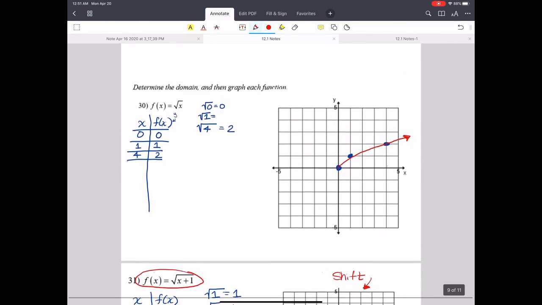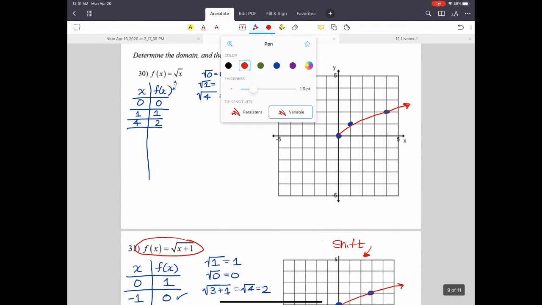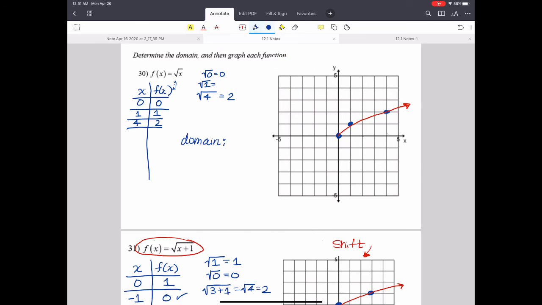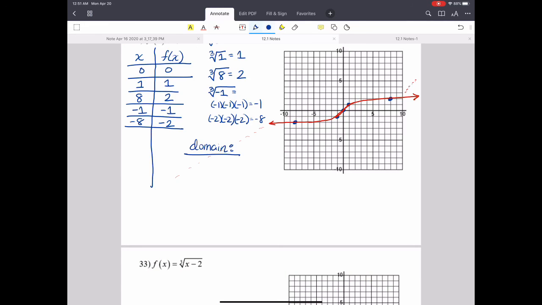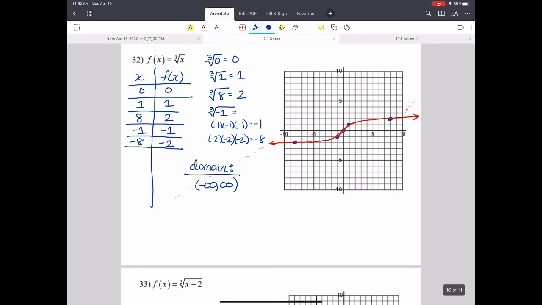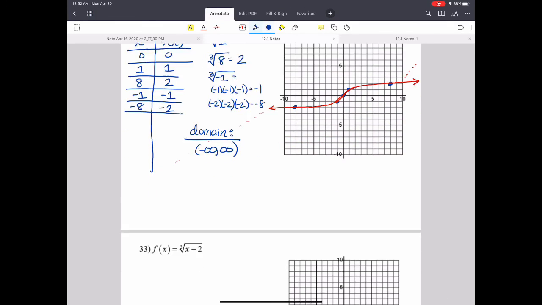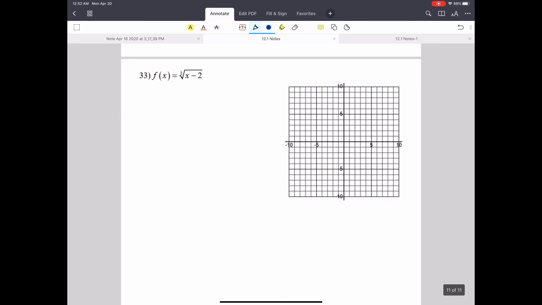Now I just remembered I'm totally neglecting doing the domain. The domain of this function right here is going to be all the values of x starting at 0, going to positive infinity. For this one, since this had a shift of 1 to the left, this has a domain of -1 to positive infinity. This one has a domain of all reals. Now for this one, you might notice number 32 and number 33 look very similar to each other, so you can probably expect there's going to be a shift to it.